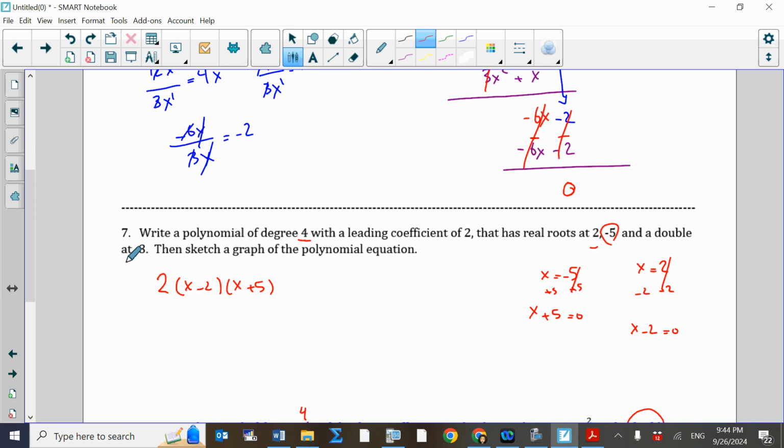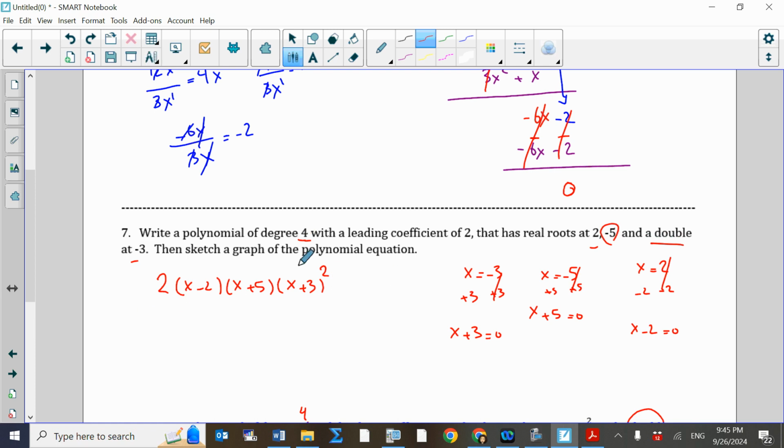And the next one is negative 3. X equal to negative 3. I add 3 to both sides, and x plus 3 is equal to 0. This is the factor that created this 0. However, the point is that there is a double root at negative 3. That means the power of this factor should be 2.